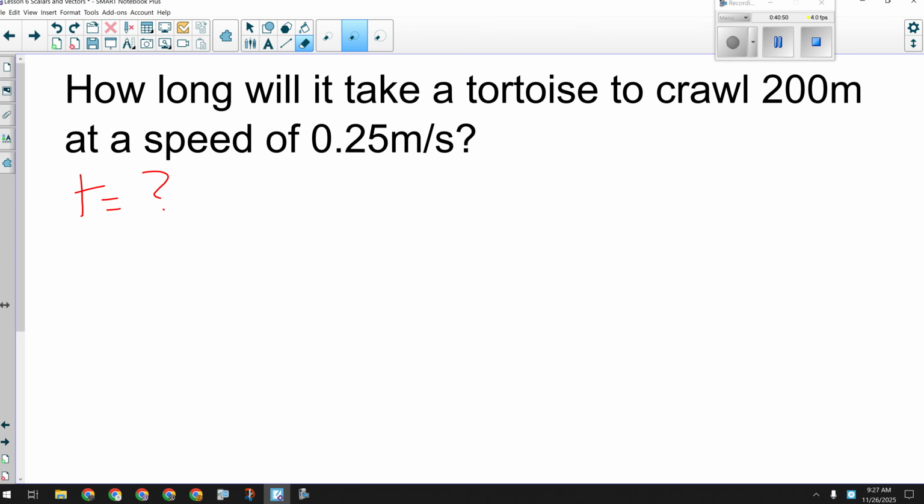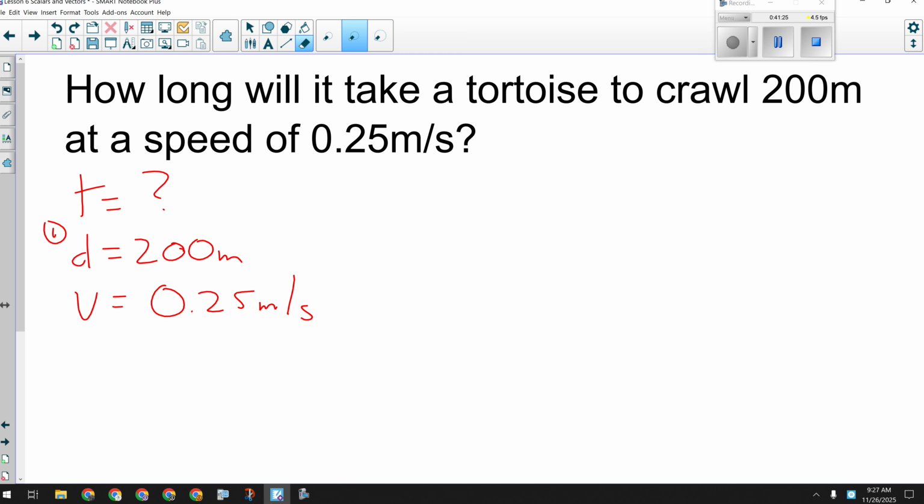Okay. How long will it take a tortoise to crawl 200 meters? What did they give me there? Distance. How do I know it wasn't displacement? I didn't get a direction. All right, so it's crawling 200 meters. And it does so at a speed of 0.25. That's nice. They just tell me outright that that number is speed. Sometimes you're that lucky. Okay, 0.25 meters per second. Okay, so there's our givens.